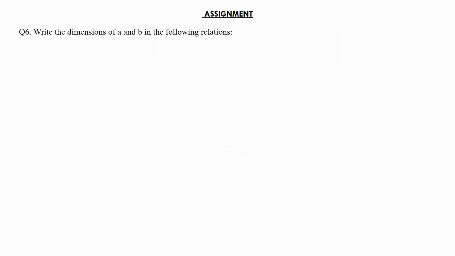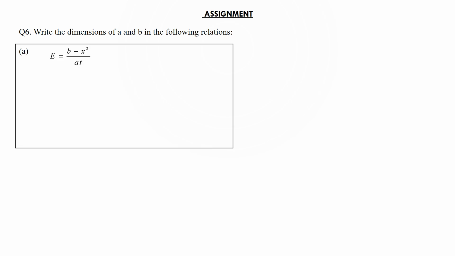Okay, find the dimension of a and b in the following. Okay, E equal to b minus x square upon at. Children, what I told you, principle of homogeneity, that on both sides of a plus or minus sign the dimensions are same. That means b will have the same dimension as x square, so b equal to x square.